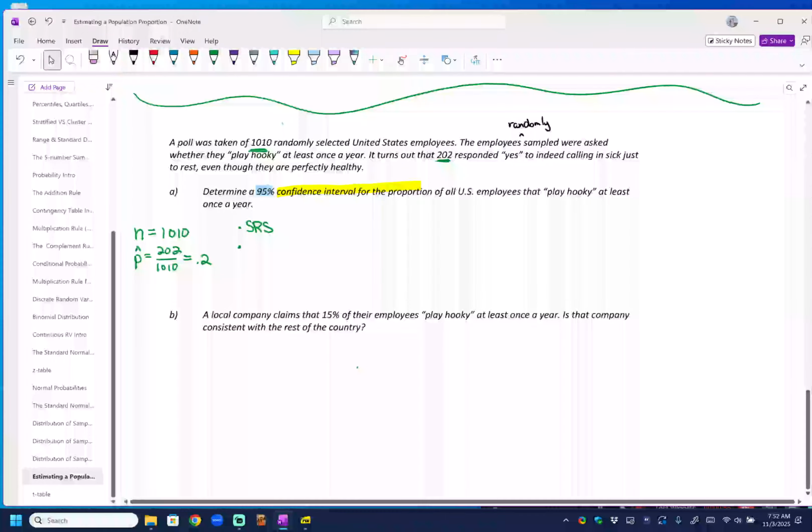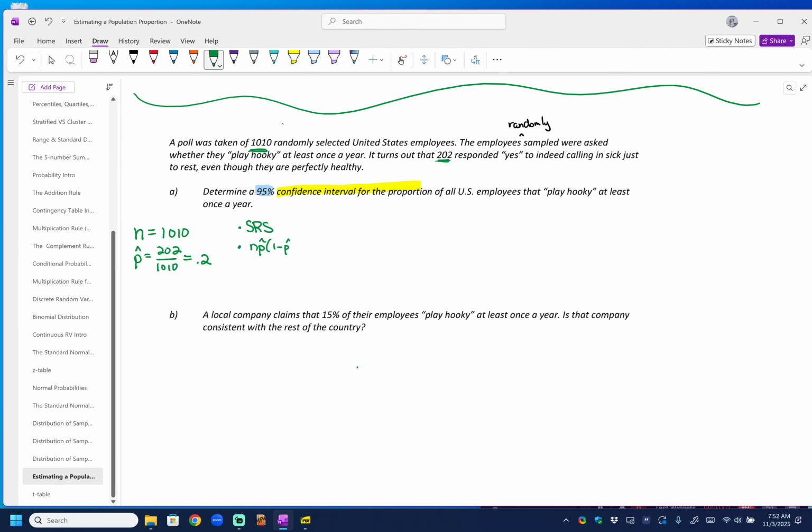np hat times 1 minus p hat. That is going to give us 1010 times 0.2 times 1 minus 0.2. This will give us 161.6, which clearly is greater than or equal to 10. So normality is good. So right now, we're going forward assuming that this proportion interval is valid.